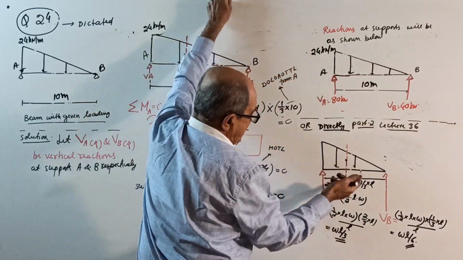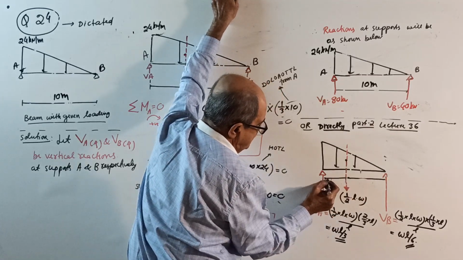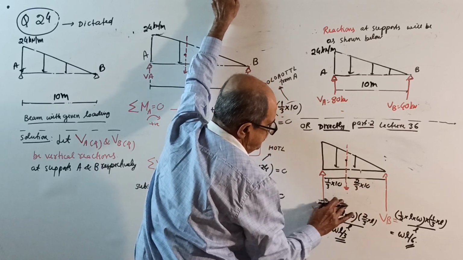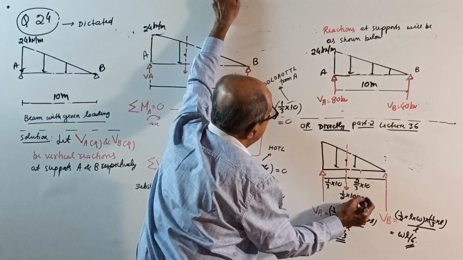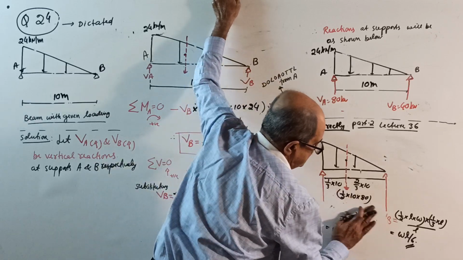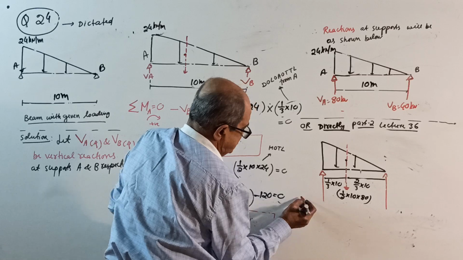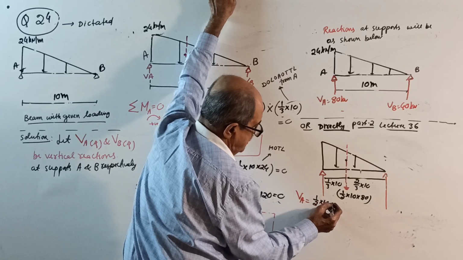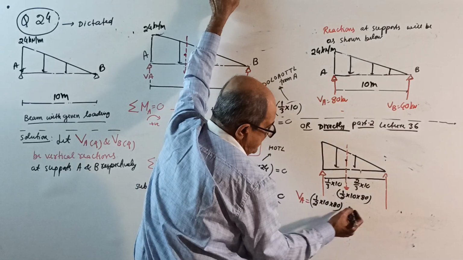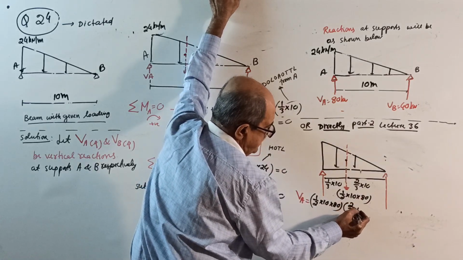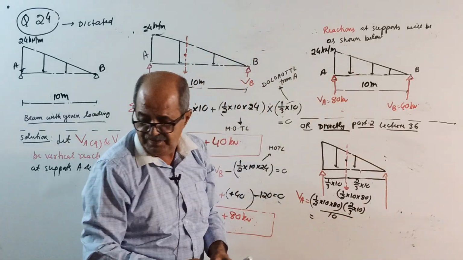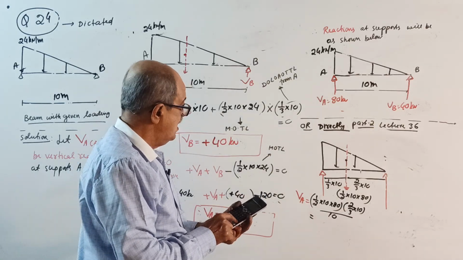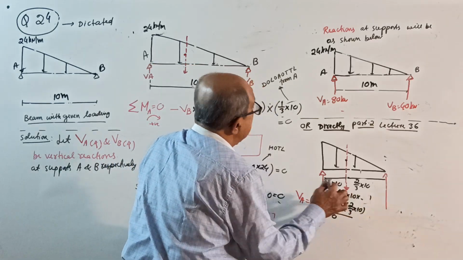Or directly, see, this is 1 third of 10, that is 2 thirds of 10. Total load is half into 10 into 24. Now your reaction VA equals total load, half into 10 into 24, into the other distance, 2 by 3 of 10, divided by 10. If you want, I will calculate. Actually, not required. It will come 80 kN. Half into 10 into, not 80, sorry, half into 10 into 24. See, where am I looking?